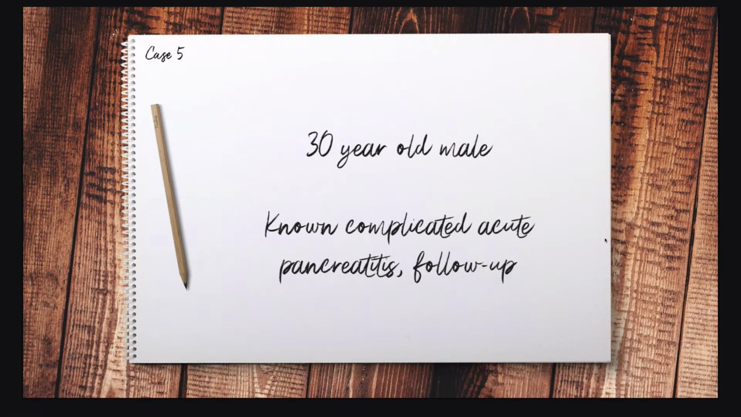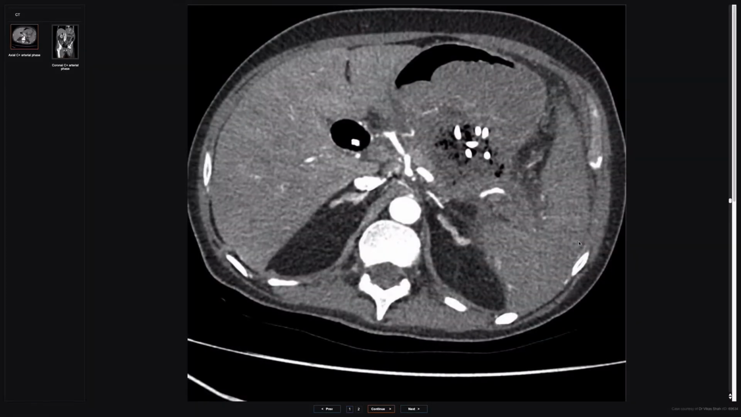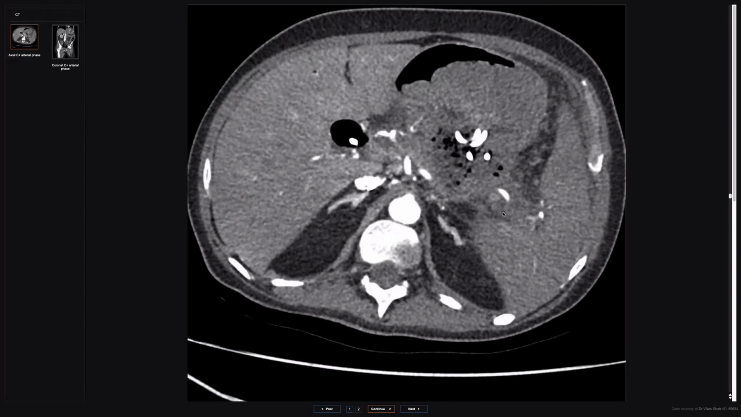Okay, now let's go to this one. So 30-year-old male, known complicated acute pancreatitis. Okay, so that's important. They're already known and under follow-up for pancreatitis, and this is a follow-up study. And this is just an arterial phase study because I couldn't find a great example which we had multiple phases to show this particular example.